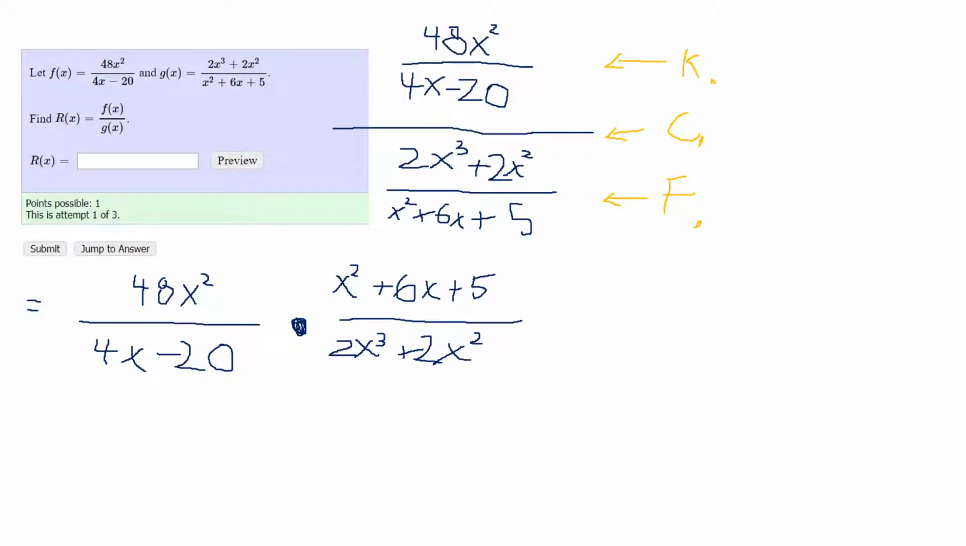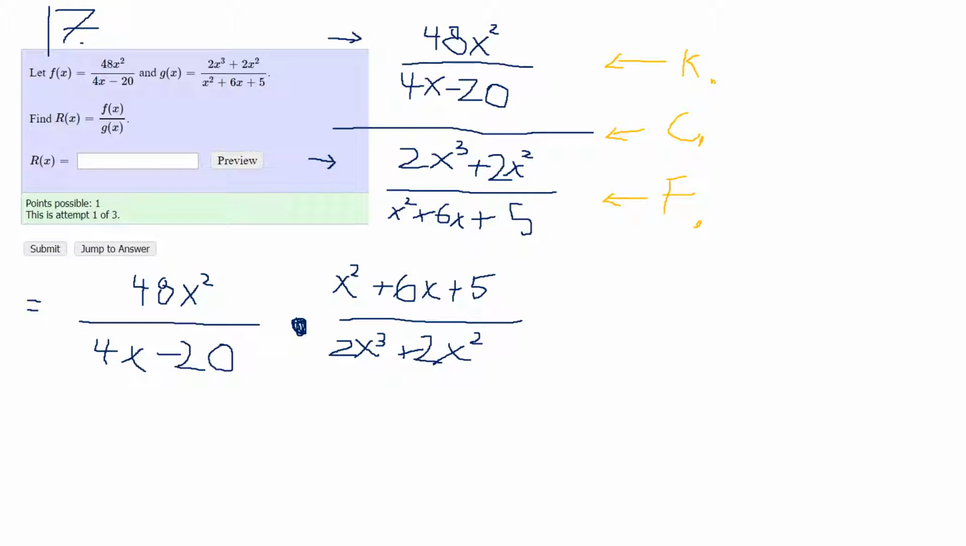Hey guys, so we're going to start this problem. It's from the practice exam, and it's number 17. And we are going to be dividing rational expressions. So we have this f of x term, and it's being divided by this g of x term.